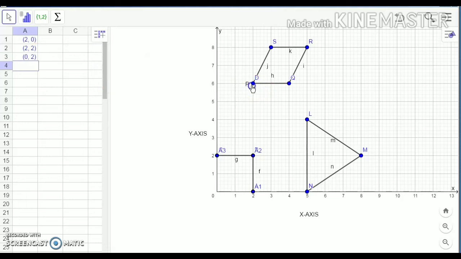चलिए अब पी के कोऑर्डिनेट्स लिखते हैं. वो क्या होंगे? 2, 6. चलिए टाइप करते हैं यहाँ पर. वेट करिए. चेक कर रहा है. 2, 6. Next comes coordinates of Q. तो वो क्या बनेंगे? 4, 6.